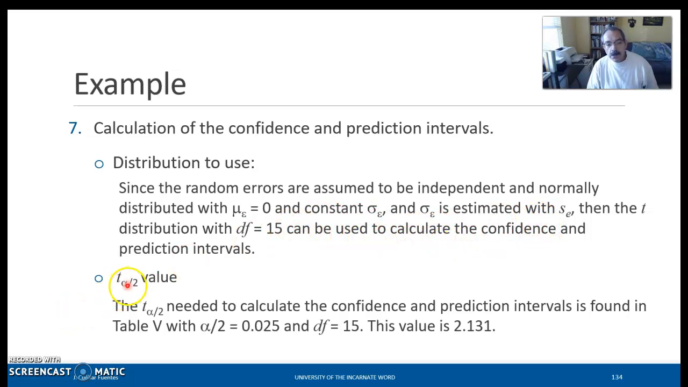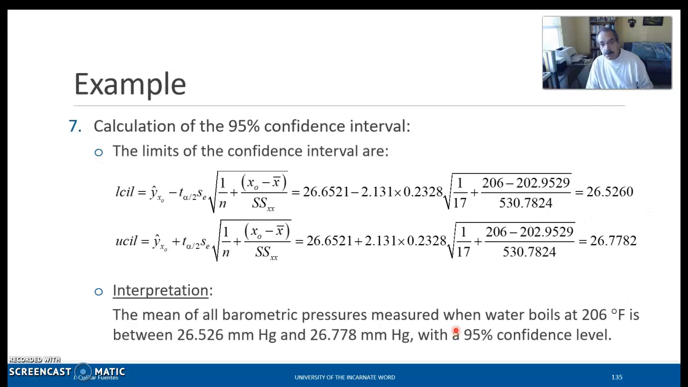Now, to find the critical value, that t alpha over 2 for these confidence limits, we'll use table 5 with alpha over 2 and the degrees of freedom of 15. So we find that this t alpha over 2 is 2.131. So with the fact that we know that the t-distribution is correct, and with the t alpha over 2 from table 5, then we proceed to calculate first the 95% confidence interval.